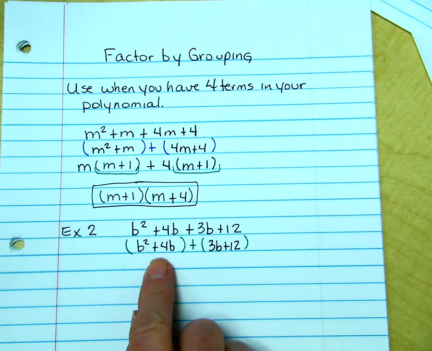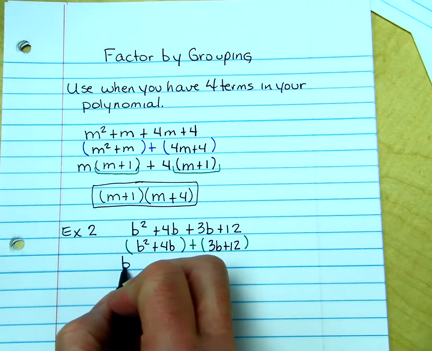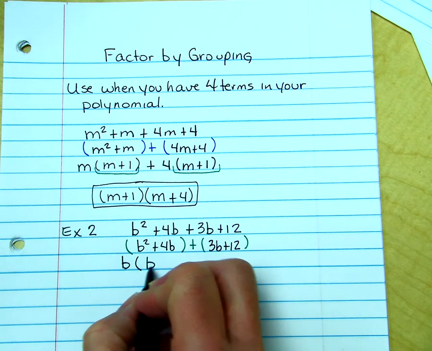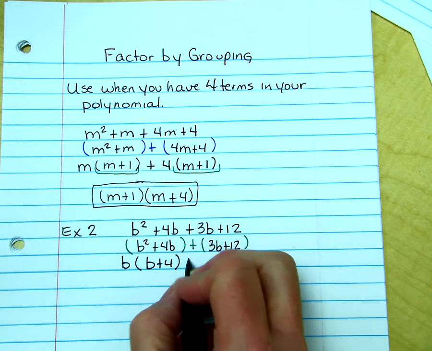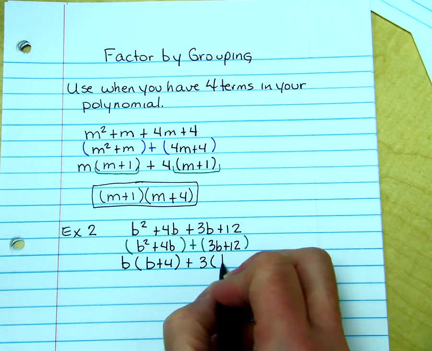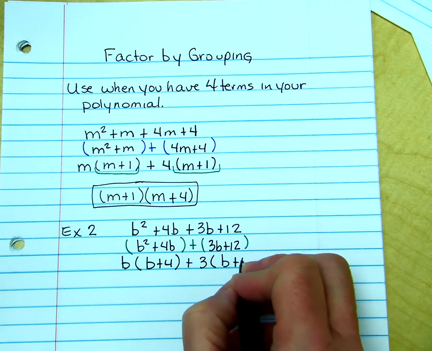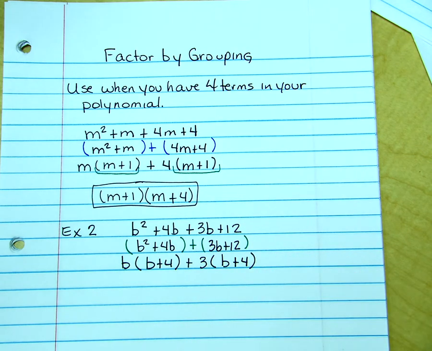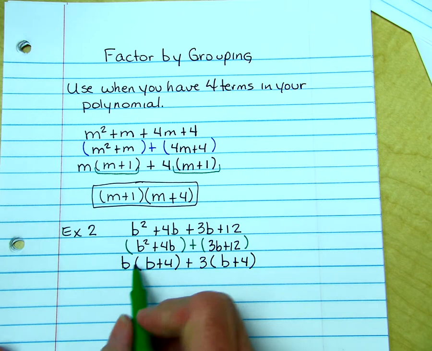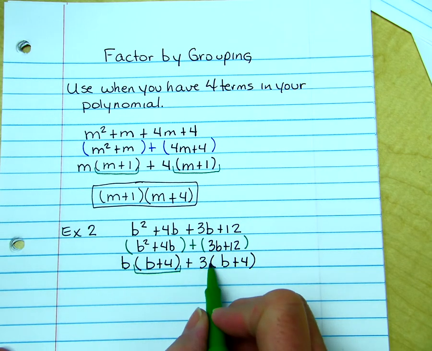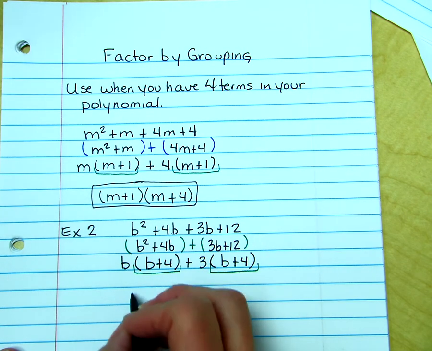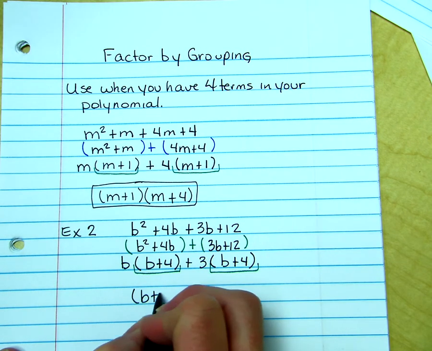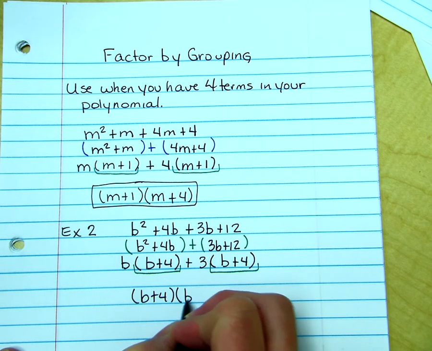Look at the first group. What is their greatest common factor? B. What's left inside? B plus 4. The greatest common factor of 3b and 12 is 3. And what's left then is b plus 4. Now again we have the greatest common factor being a binomial. So we end up with our greatest common factor times what's left.